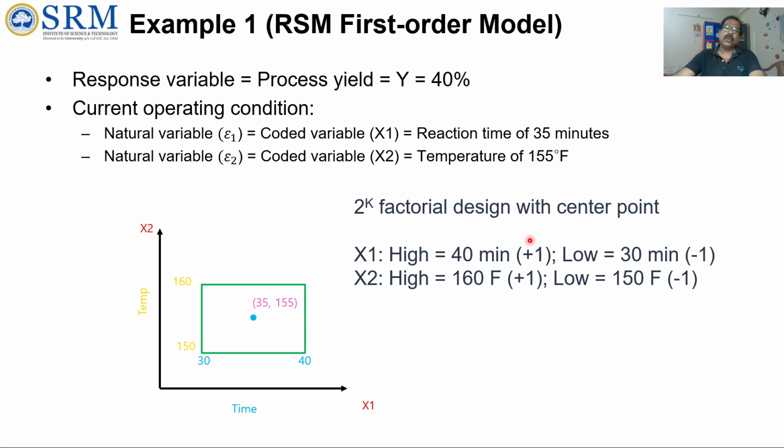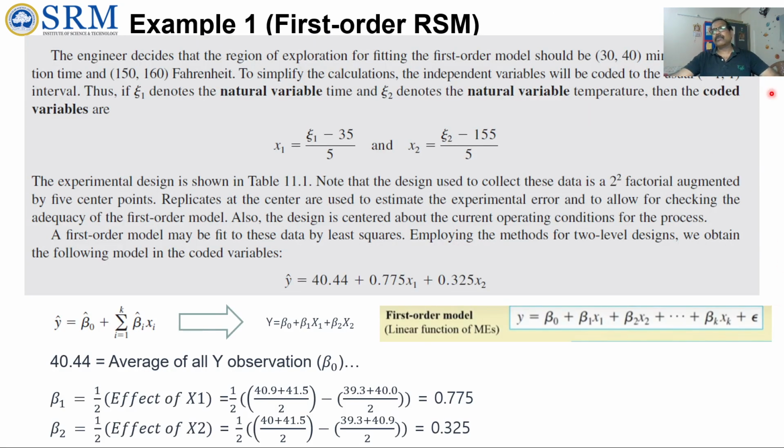Again, coded variables: you know very well, we need to code in terms of design of experiments. So high level is +1, low level is -1, for factor 1 and factor 2, as clearly given. Then we need to fit the model. Whatever values we have, we need to fit into the first order model.